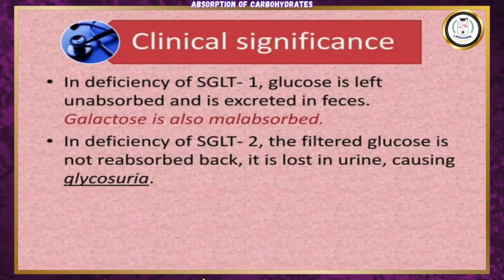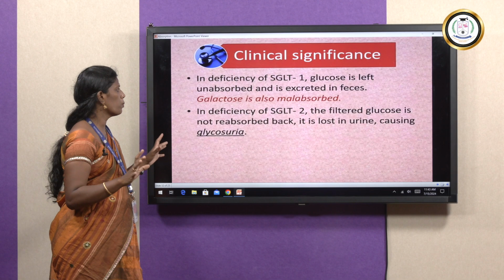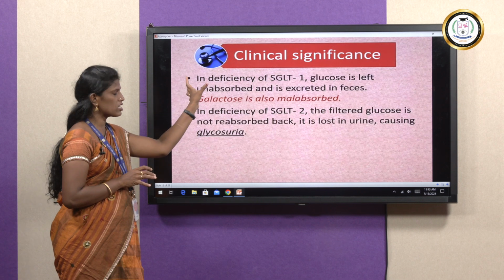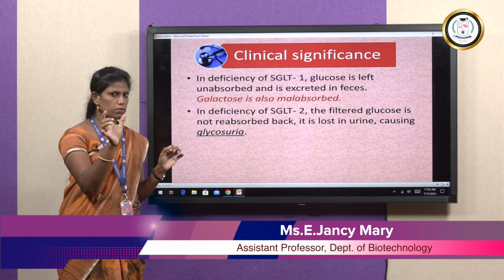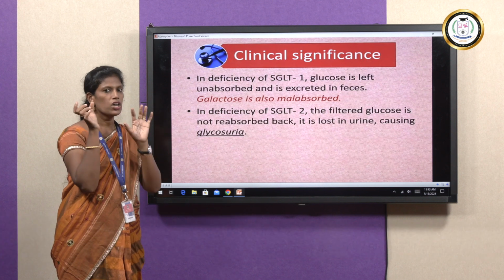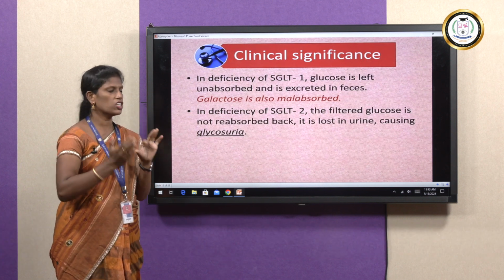Next is the clinical significance, mainly of SGLT. The clinical significance of SGLT1 is that galactose is not absorbed properly. But for SGLT2, the condition is called glycosuria, which means the glucose is excessively excreted in urine.